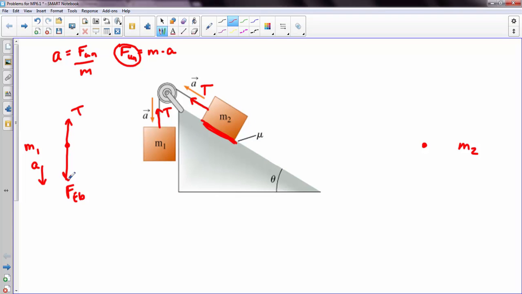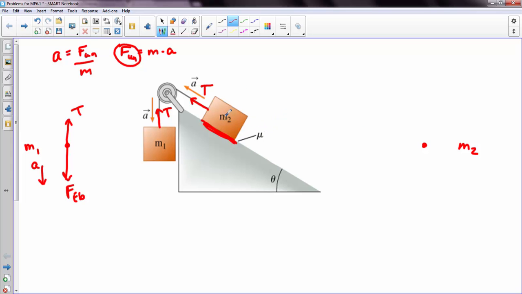So if I call this positive F_net, then a is going to be positive on this side of the equation. So just be consistent with your signs. I guess that's my advice. Same thing here. If we're calling tension positive up the ramp, then acceleration is positive in that direction as well.